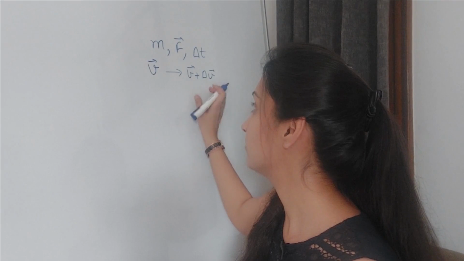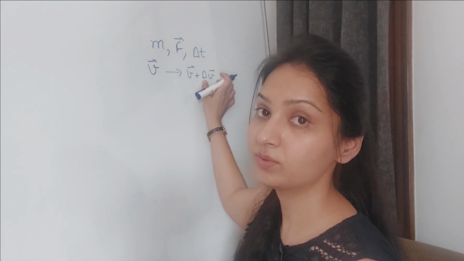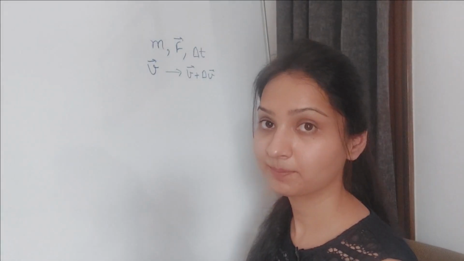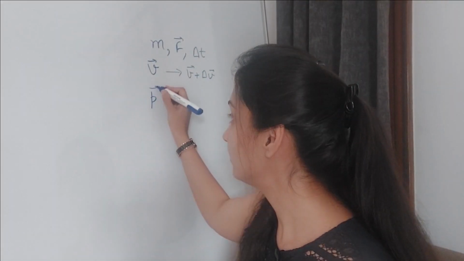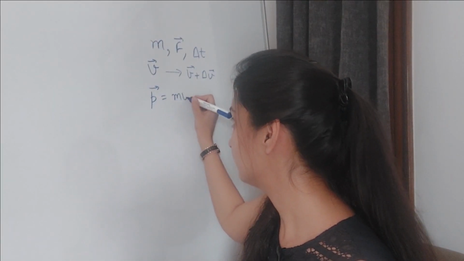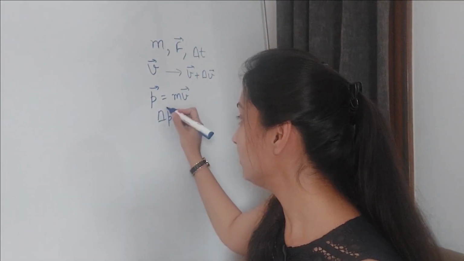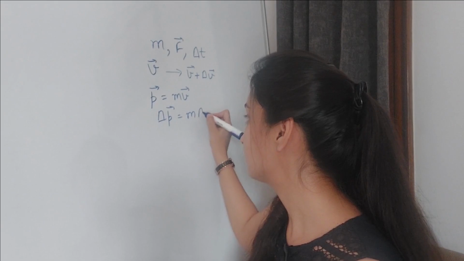That is, this velocity will change by this much amount after this force has been applied for this duration of time. That means that if the initial momentum of the body was this, the change in momentum will be this.